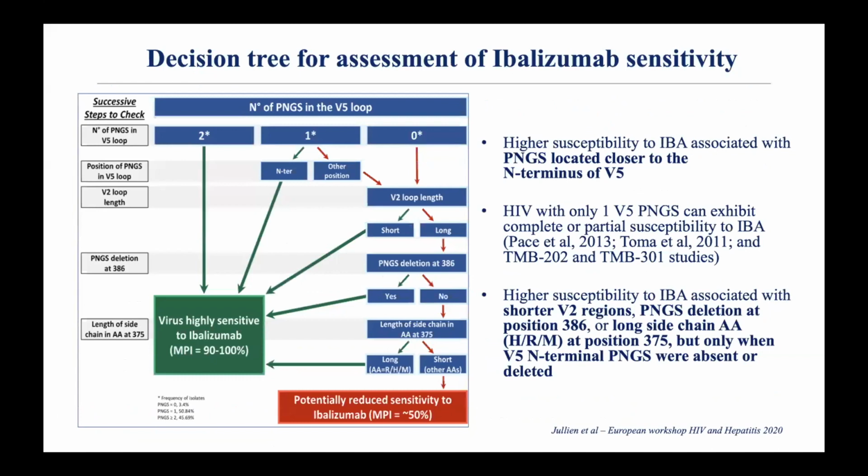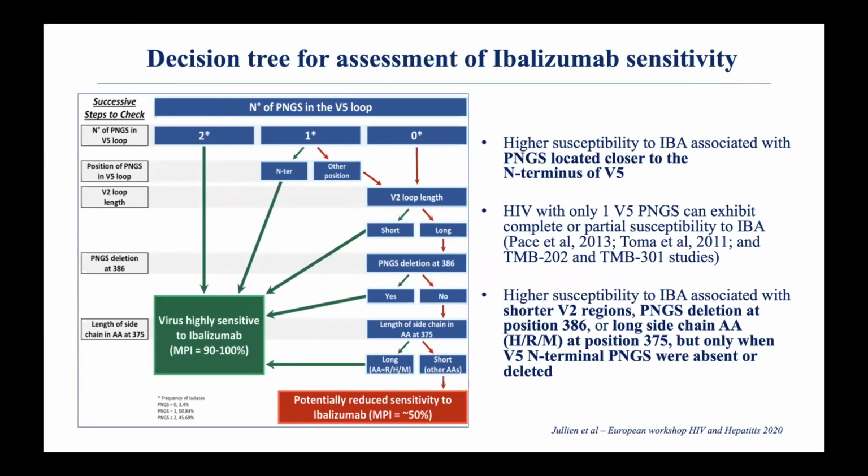This is a very complicated algorithm, but just to say that they are working. This is made by the Max Planck bioinformaticians, to see that indeed it is very complex. If there is more glycosylation, and particularly all the two in the V5 loop, it is very highly sensitive to ibalizumab. If there is just one, still, if it's maintained in the N-terminal, it is more active; if it is in another position, it depends on the size of the V2.